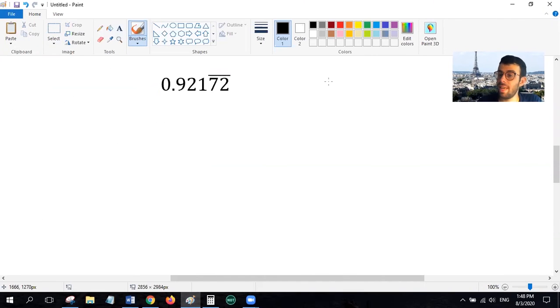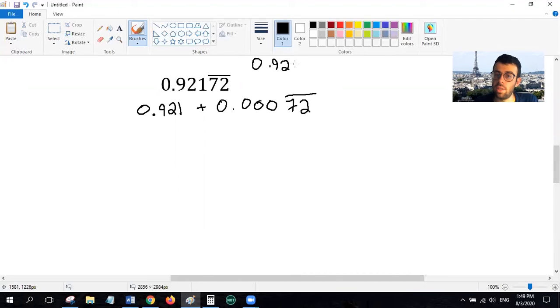We're going to apply some of the same techniques, but it is definitely a level more difficult. So let us split this one up into 0.921 plus 0.000, those are zeros, not sixes, 7, 2 repeating. Of course, this is going to look like 9, 2, 1, 7, 2, 7, 2, 7, 2, 7, 2, 7, 2, 7, 2, etc. Okay, now, and I'll put this equal here.